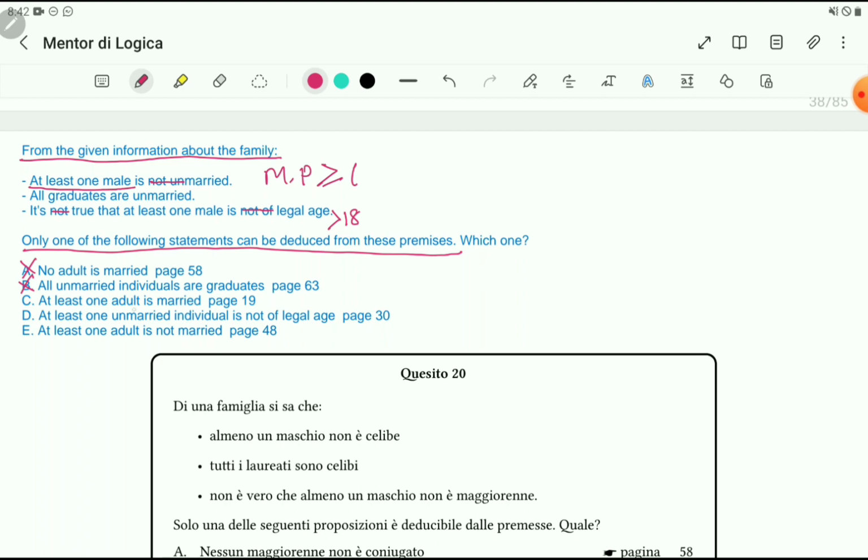Option C, at least one adult is married. Yes, that seems correct, because the first statement is like that. Option D, at least one unmarried individual is not of legal age. We can't say that, because there might be more people who are less than 18, so this is also not the correct answer. Okay, we got our correct answer, C.